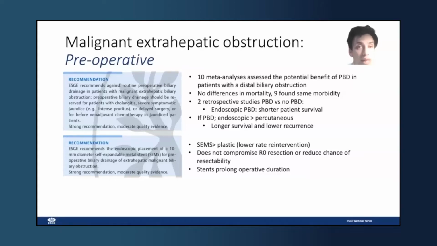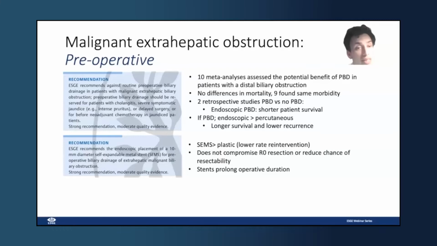No differences in mortality were found between the two groups, and indeed 9 found the same levels of morbidity. 2 retrospective studies on endoscopic preoperative drainage have found that those that underwent it actually had a shorter patient survival versus those without drainage. If it is to be considered, one would recommend endoscopic over percutaneous, and that has been shown to be associated with longer survival and lower recurrence rate.